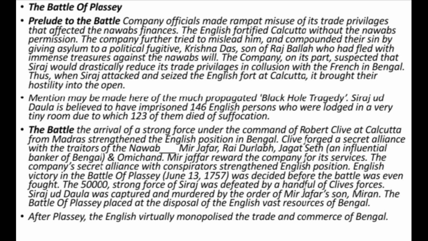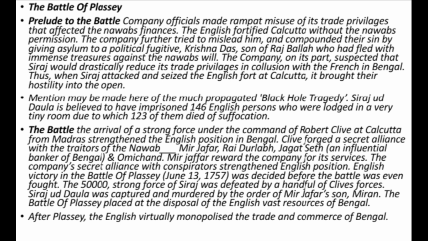Now, with the arrival of strong forces under the command of Robert Clive at Calcutta from Madras, strengthening the English position in Bengal, Clive forged a secret alliance with the traitors of the Nawab: Mir Jafar, Rai Durlabh, Jagat Seth, an influential banker of Bengal, and Omichand. Under the deal, Mir Jafar was to be made the Nawab, who in turn would reward the company for its services. The secret alliance of the company with the conspirators further strengthened the English position.